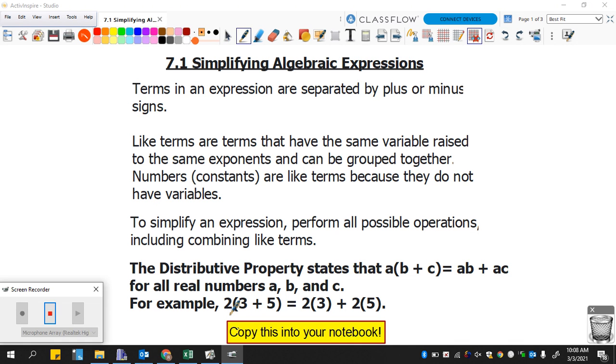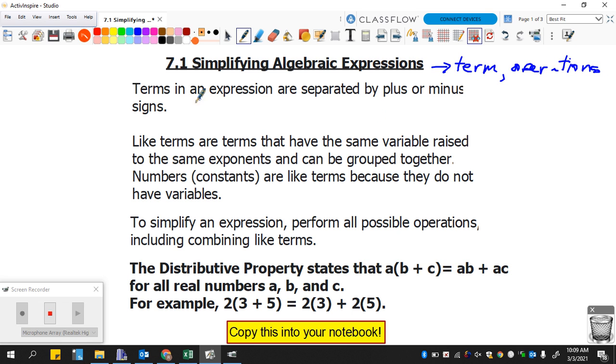All right, in this lesson, we are going to talk about simplifying algebraic expressions. If we want to know how to simplify an algebraic expression, we first need to understand the different parts of the algebraic expression. So an algebraic expression is made up of terms and operations, all right? So terms and operations.